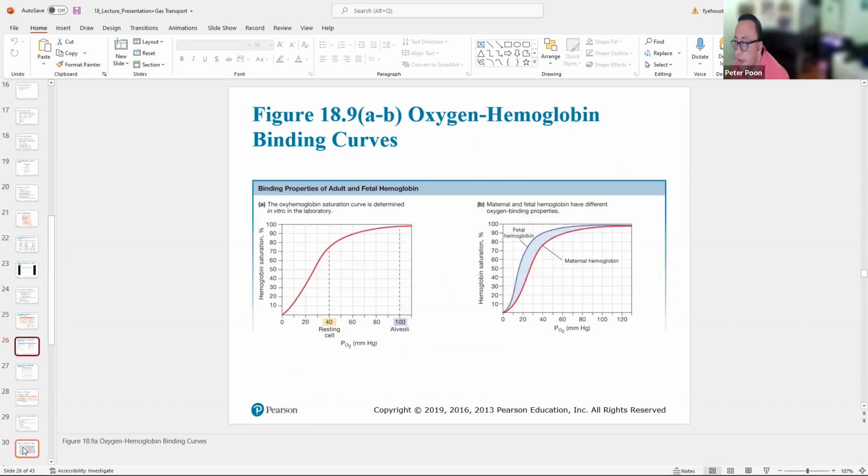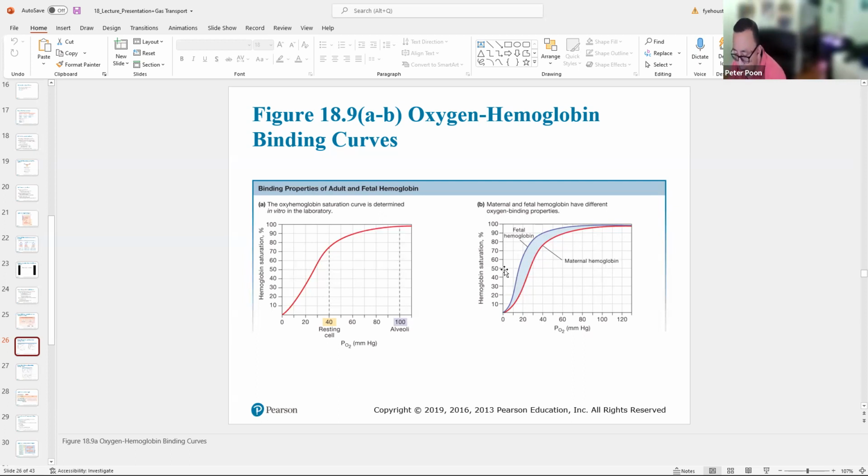So here is the saturation curve. This is really cool. This is a normal resting human. So this is the maternal. If you have babies, the shift is this way, right? So what happens is the fetal hemoglobin is better at capturing oxygen and holding on to oxygen than the mother.